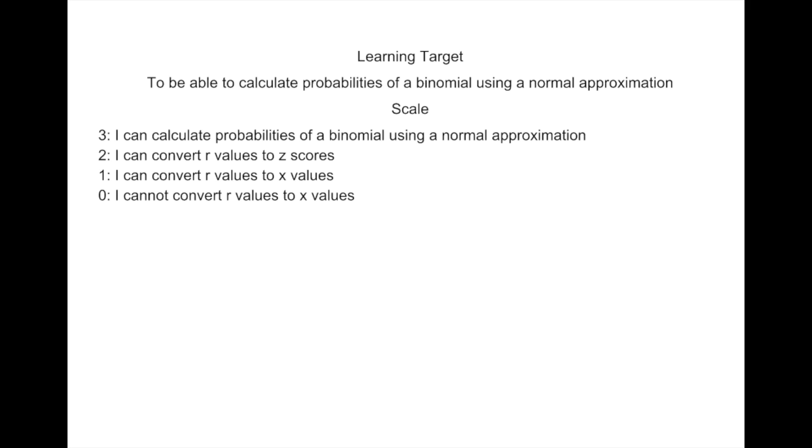The learning target for today is to be able to calculate probabilities of a binomial using a normal approximation. For the scale, you're a 3 if you can calculate probabilities of a binomial using a normal approximation. You're a 2 if you can convert r values to z-scores. You're a 1 if you can convert r values to x values, and you're a 0 if you cannot convert r values to x values. Let's get started.